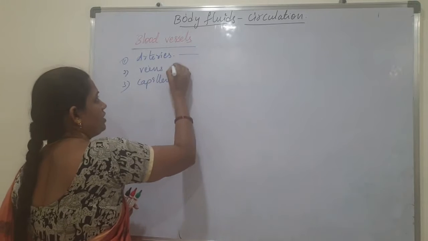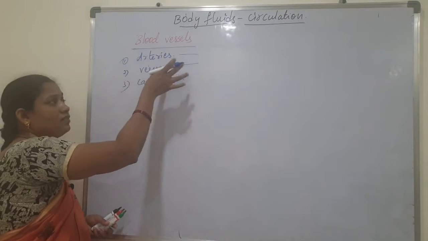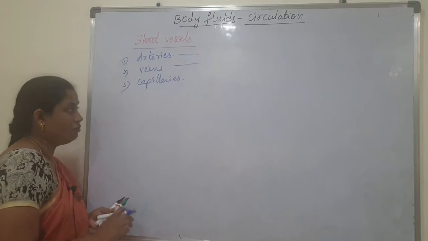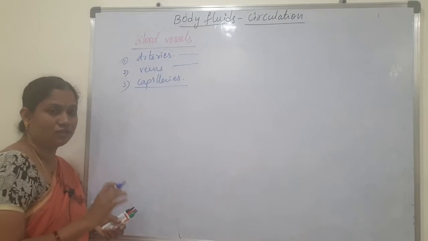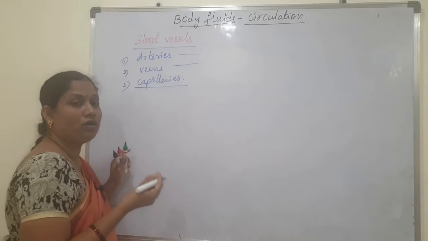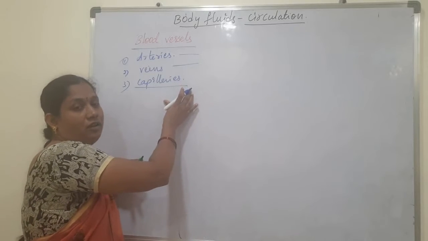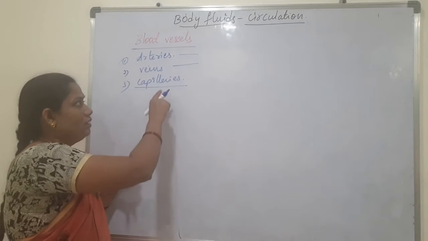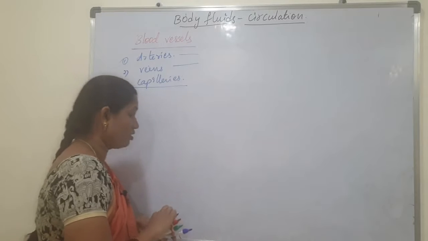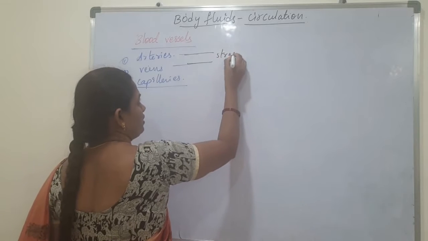Here arteries and veins have the same structure. Structurally arteries and veins have the same structure, but only a few differences are there between arteries and veins. But capillaries are completely different. They are very minute, very delicate tube-like structures. They are made up of a single layer of cells, only one single layer. They are capillaries. But arteries and veins have a different type of structure. So we will see the structure of arteries and veins.